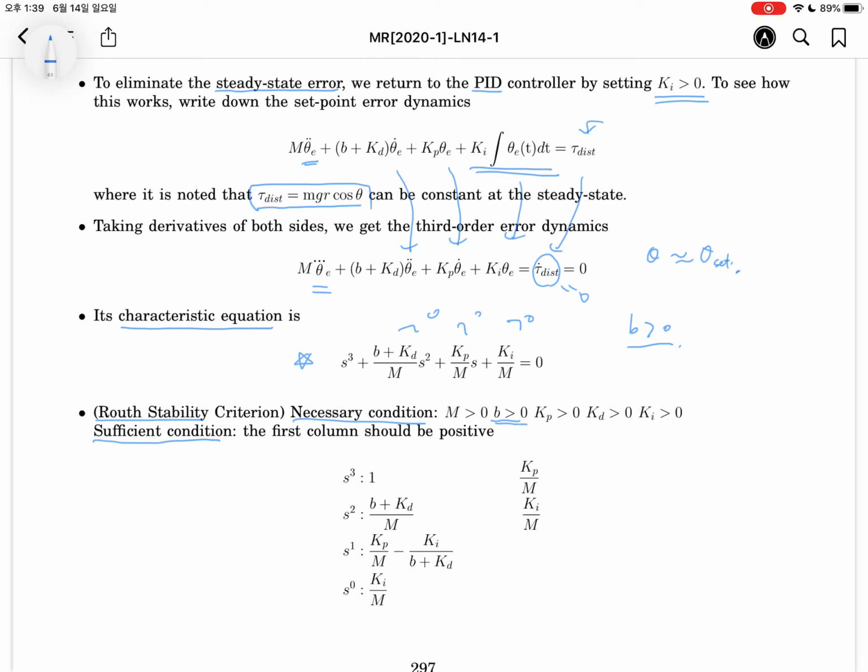The sufficient condition is to make the Routh table. Third order row: 1 and Kp over m. The second order row will be B plus Kd over m, and Ki over m. Then the next step will be this one minus, multiplying both sides and then dividing by this one. So we can get this element.